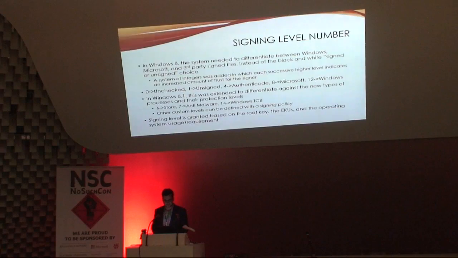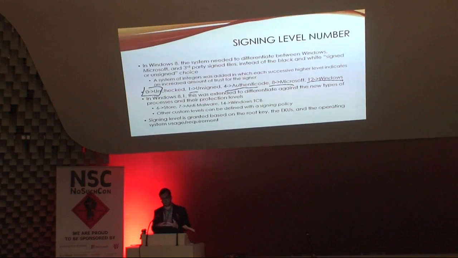And the way this was done is by introducing some numbers in the signing system. So basically 0 is a signing level that says we haven't checked this file yet. 1 says this file is unsigned. 4 says this file is signed by someone. It's a valid, authenticated signature. 8 means it's a Microsoft signature, so for example, something like Office. And 12 means it's a Windows signature, so something like Paint or Notepad.